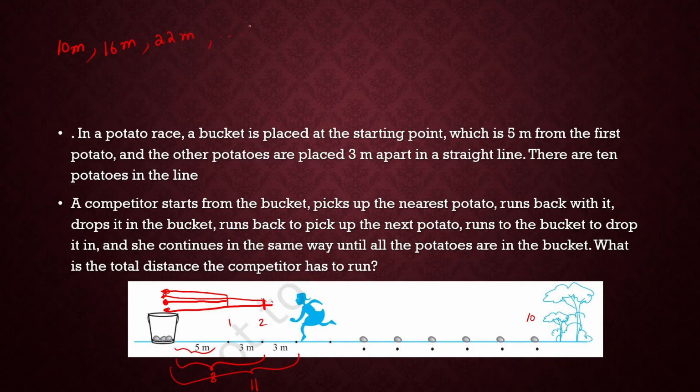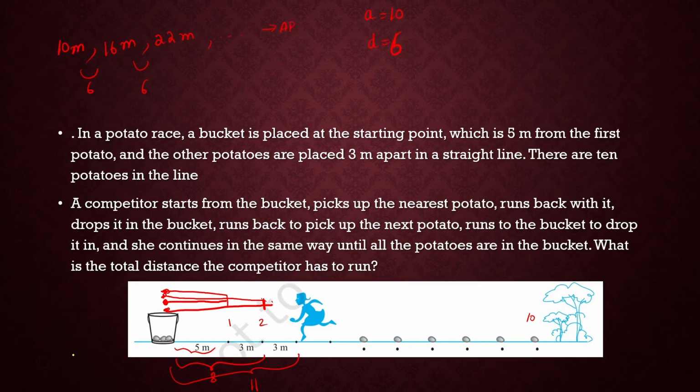And it goes on. Now let me check if it's forming an AP. Now 16 minus 10, here the common difference is 6. Now 22 minus 16, again the common difference is 6. So this shows us that it is forming an AP whose starting term is 10, common difference is equal to 6.